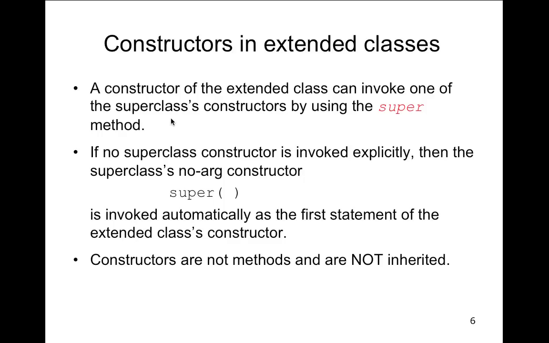All right, let's talk about super for a second. Super is used just like this, but it's super. It's the same concept, but you're talking about the class you inherited from, the one above you, or the base, if you want to turn it around. So the constructor of the extended class can invoke one of the superclass's constructors by using super. Same thing as we saw before. If no superclass constructor is invoked explicitly, then the super's no-argument constructor is invoked. Same example we saw with this.